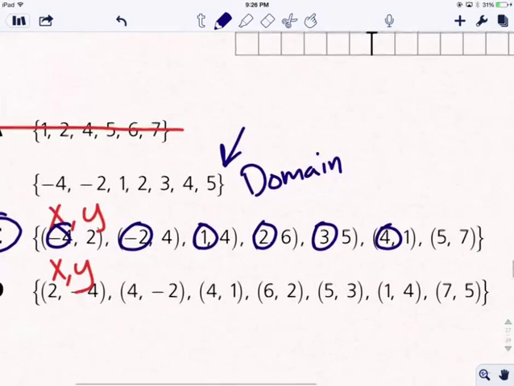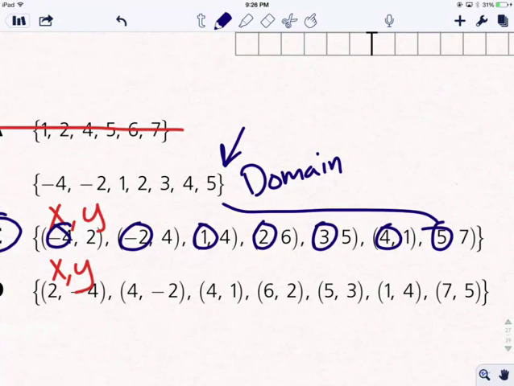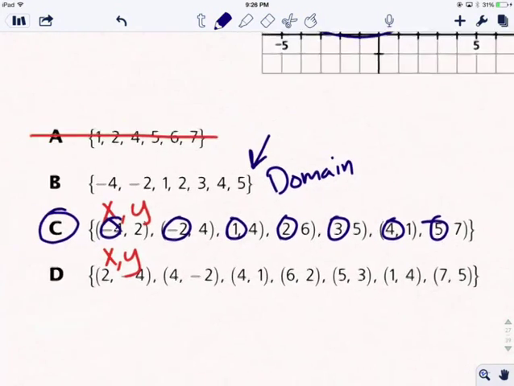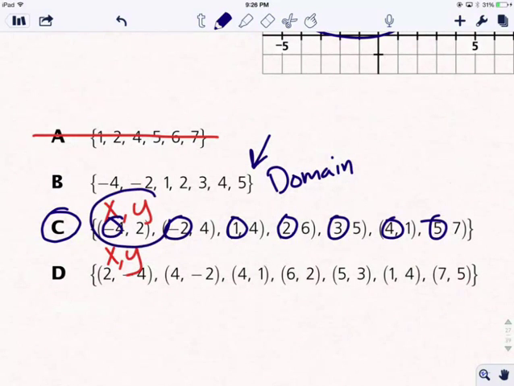So these x values are contained inside this set. However, that's not the whole relation. The relation is the x and the y values as ordered pairs.